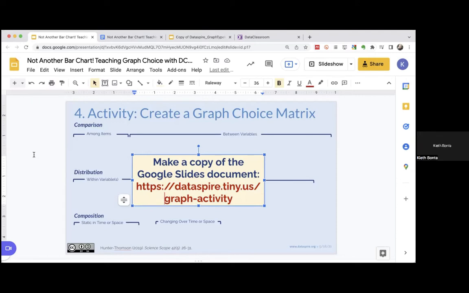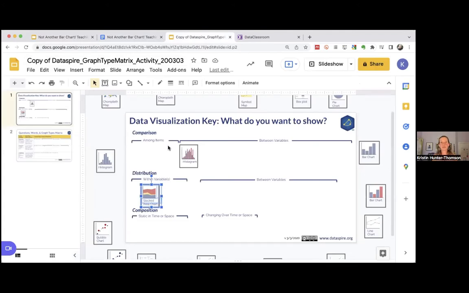What was the question again? The question is, can you create your own key? Can you take these different tiles of the different graph types and drag them around to figure out, okay, this type of graph we would use to answer this type of question? Does that help?